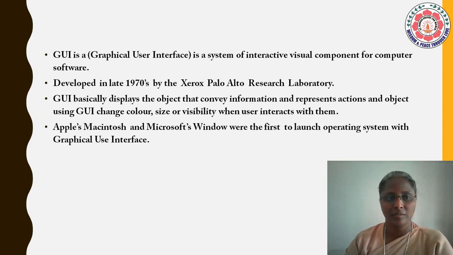GUI is an acronym for Graphical User Interface. It's a system of interactive visual components for computer software, developed in the late 1970s by the Xerox Palo Alto Research Laboratory. GUI basically displays objects that convey information and represent actions. Objects in a GUI change color, size, or visibility when the user interacts with them. Apple's Macintosh and Microsoft Windows were the first to launch operating systems with GUI.